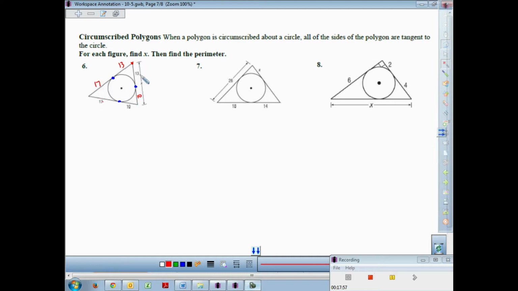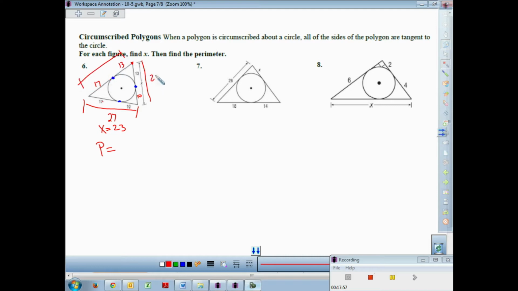So they say find x. X is this whole length. X is 23. And then find the perimeter. We'll use a capital P for the perimeter. And I think that this is a much easier process to do this. Figure out these entire lengths right here.